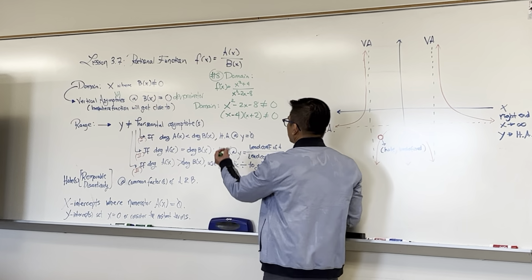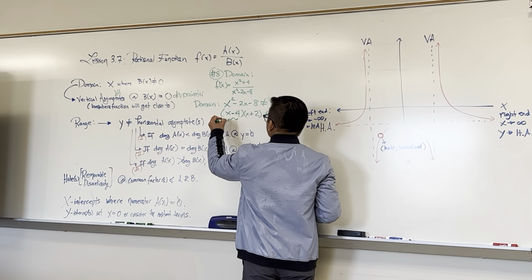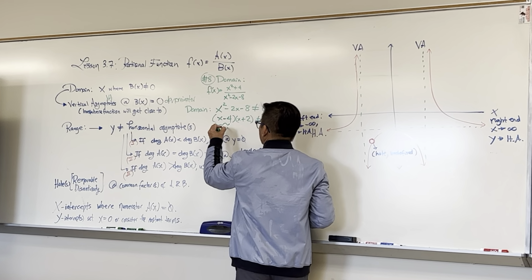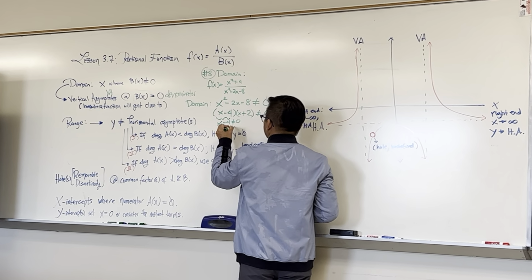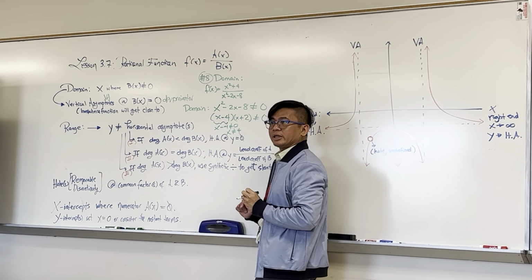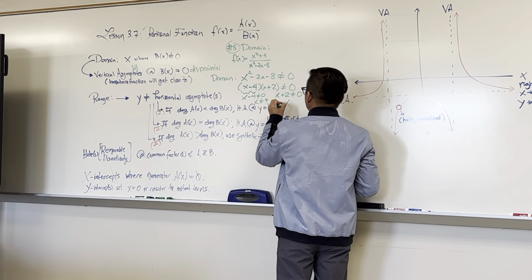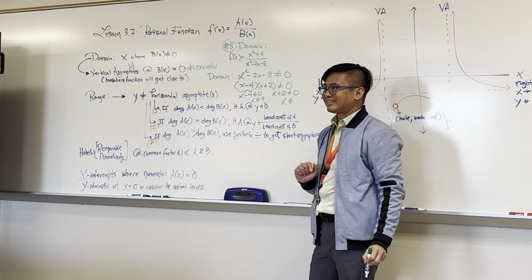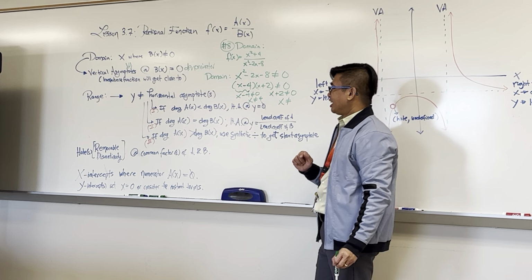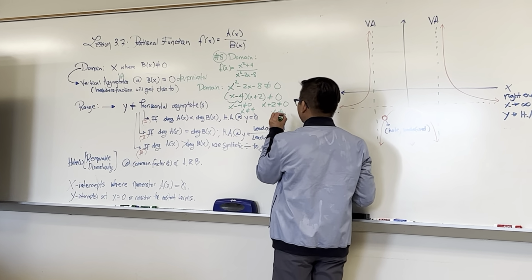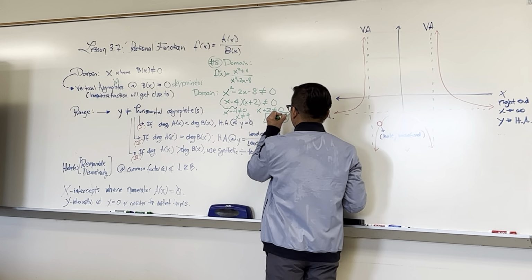Let's see what we got. So from here, x minus 4 is not equal to 0. That means x is not equal to 4. Get it? Okay. Other one: x plus 2 is not equal to 0. That means your x is not equal to what? Eva, what do you think? -2. Negative, right? So, here we go.